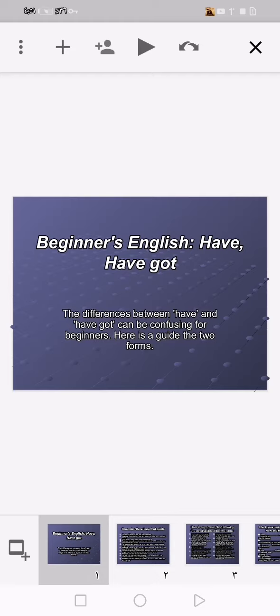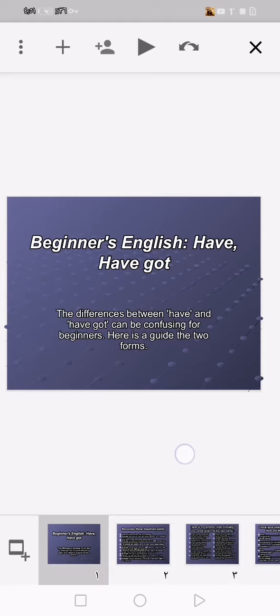طبعاً أنا يقول لك the differences يعني الاختلاف between have and have got can be confusing for beginners. Here is a guide to the two forms. How we are going to use these two forms. يقول لك راح أعطيك ما هي الفروقات بين have و have got. يعني أنت لما تستعمل have هي نفس لما تقول have got. يعني for example إذا قلت I have a car وإذا قلت I have got a car هاي نفس meaning. Two sentences have the same meaning. طبعا بيها احتماليات وبيها استعمالات.